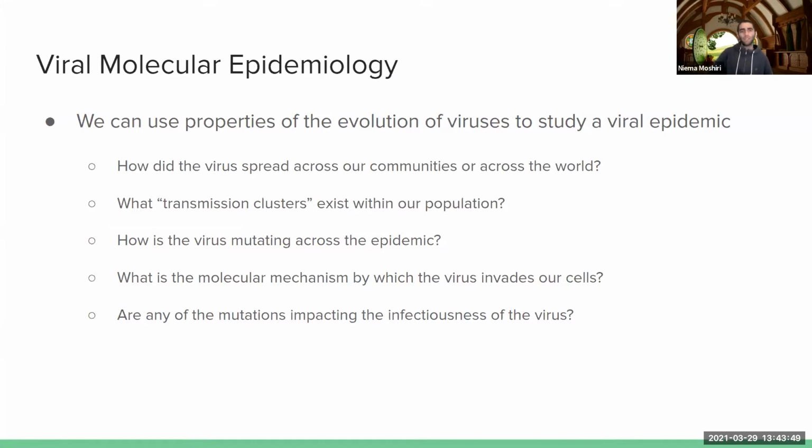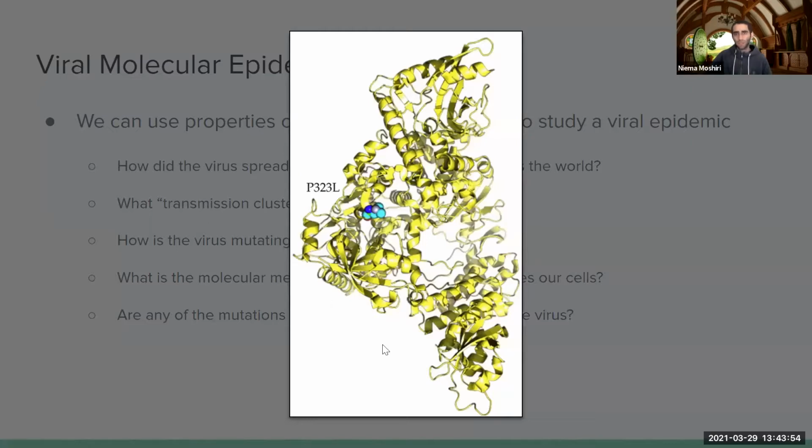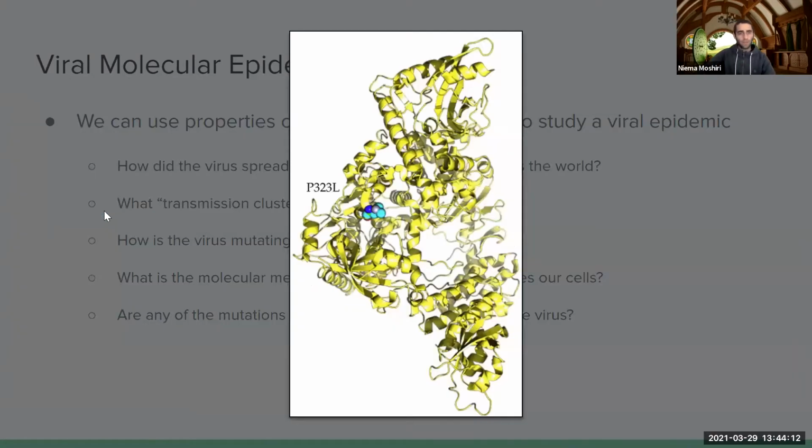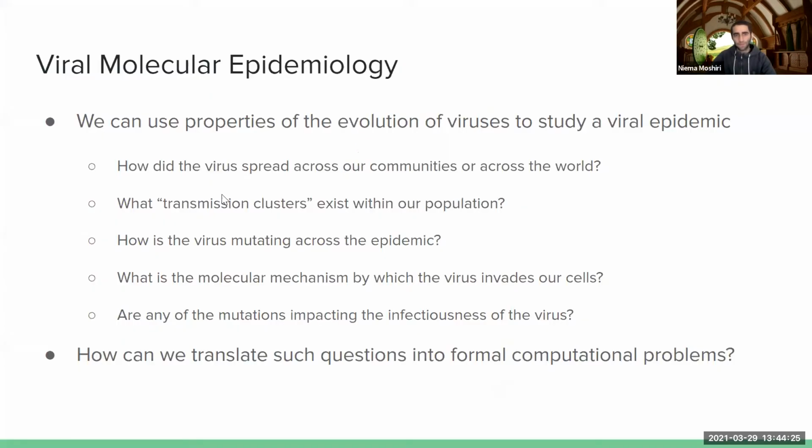Another question is, are any of the mutations impacting the infectiousness of the virus? This is the protein structure of, I think, the spike protein, if I recall. We can map mutations onto this three-dimensional structure of the protein. Then we can see, based on what we know of the mechanism and where we put that mutation, how likely this mutation is impacting how easily the virus invades our cells, or how easily it can avoid our immune system, or stuff like that. So it helps give context.